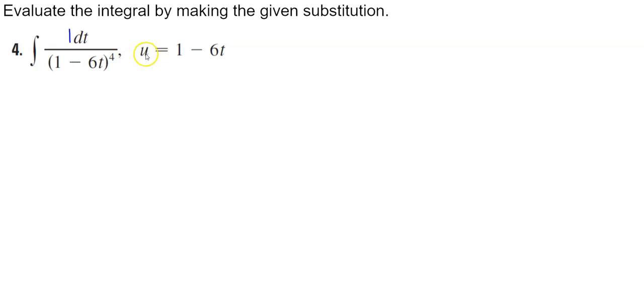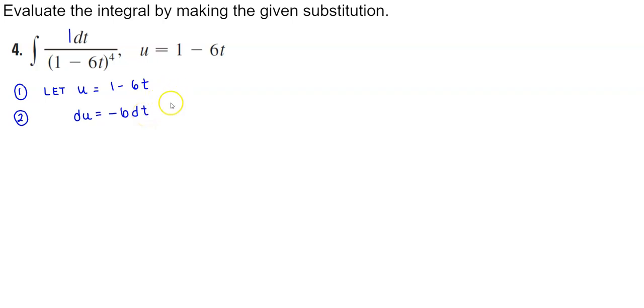In this case here, they're giving us the substitution where u is equal to 1 minus 6t. So the first thing we're going to do is write out what they told us u is. So we're going to say let u equal 1 minus 6t. Okay, so now what we're going to do is take the derivative of both sides. So the derivative of u, we're going to have du. The derivative of 1 is 0, and the derivative of negative 6t is negative 6 dt.